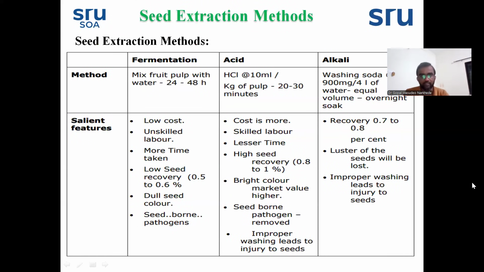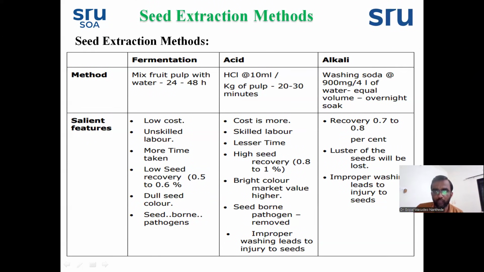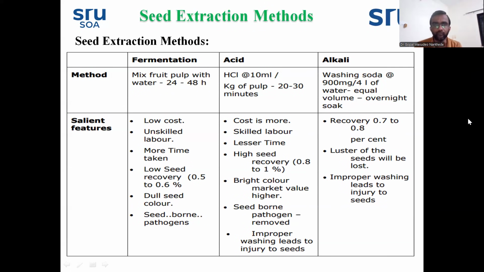Okay, so these are some diseases we have seen. So now, seed extraction methods. There are three seed extraction methods in tomato: fermentation method, acid method, and alkali method. Here we will see them one by one. In the fermentation method, you have to mix the fruit pulp with water for 24 to 48 hours.